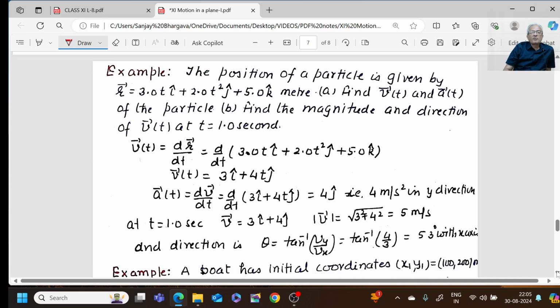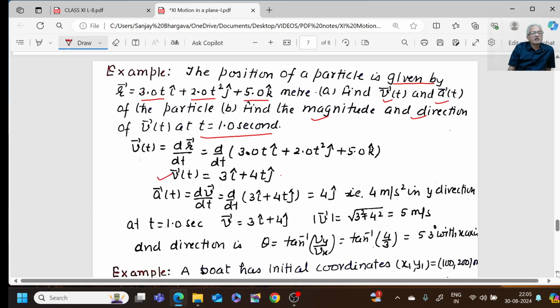The position of a particle is given by r vector is equal to 3.0 t i cap plus 2.0 t square j cap plus 5.0 k cap meter. Find the velocity and acceleration of the particle. Find the magnitude and direction of velocity at the time t is equal to 1 second. So if I need velocity, I must differentiate the position. So dr by dt would be d by dt of this equation. So differentiating, I get 3 i cap plus 4 t j cap.